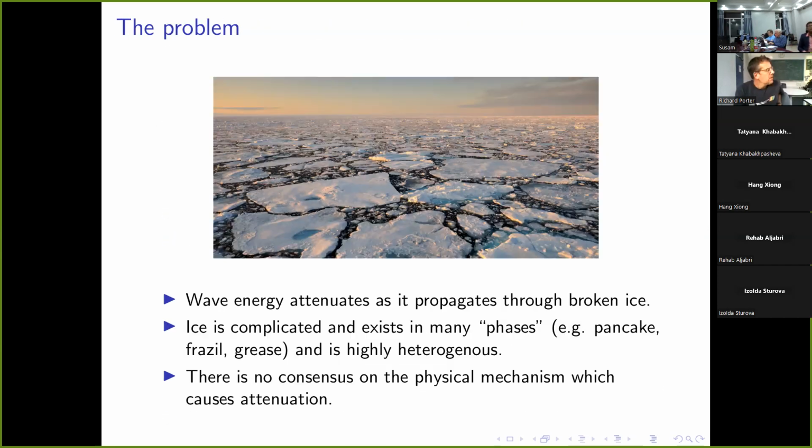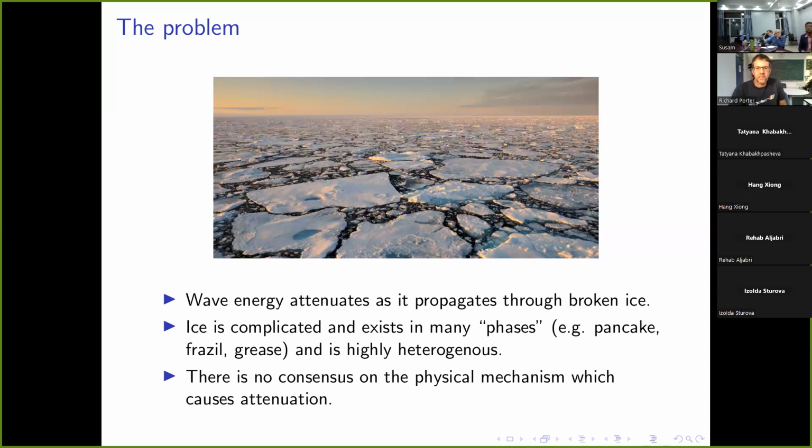So it could be due to wave scattering effects. So the random nature of this broken ice creates some kind of multiple scattering effect, which causes the attenuation. Or indeed, it could be because of physical damping mechanisms. Okay, so in any physical system, there are natural losses. In the case of ice, it might be due to viscosity, it might be due to some loss of energy through bending or some other kind of physical mechanism such as turbulence.